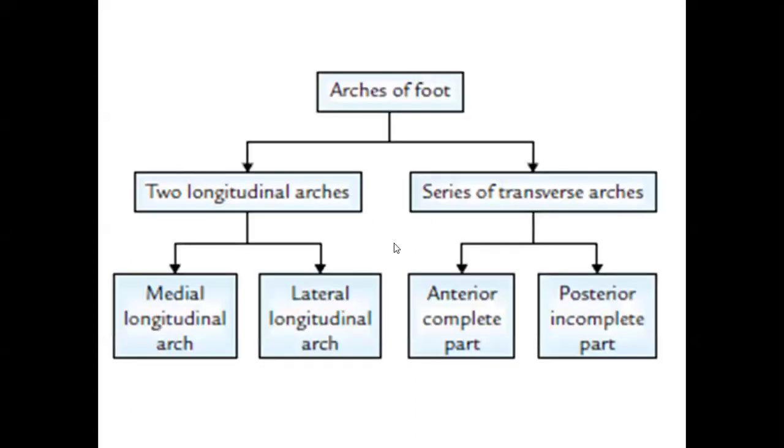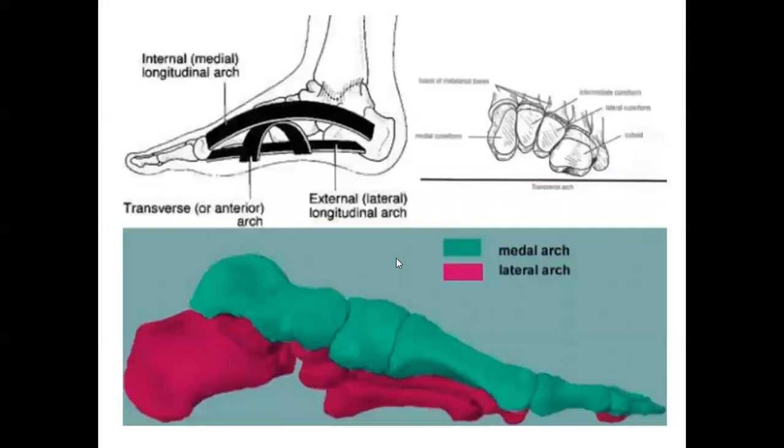Now, when we look at the arches of foot, I told you we have two types of arches. We have longitudinal arches and we have transverse arches. Longitudinal arches, we have two arches, medial longitudinal जो medial side से होगी, lateral longitudinal arch जो lateral side से होगी. जो transverse arches होंगी, एक anterior arch होती है और एक posterior arch होती है. Anterior arch complete होती है और posterior arch होती है वो incomplete होती है.